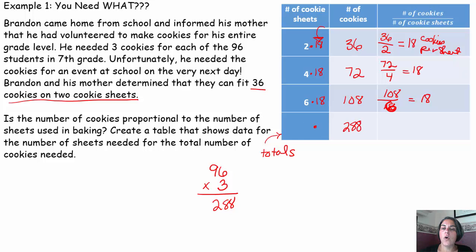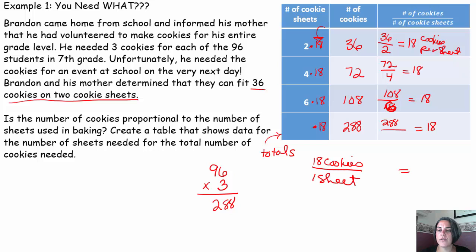To know how many sheets I need, I know the number of sheets times 18 will get me to 288. Another way I could work it out is I could take my total number of cookies, 288, and divide it by what gets me to my 18 cookies per sheet. We can use a ratio if we want. So I know it's 18 cookies for one sheet.